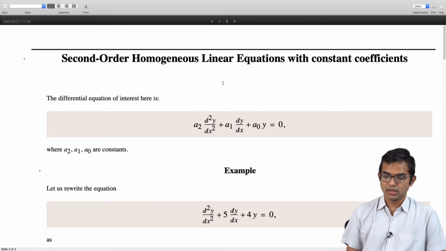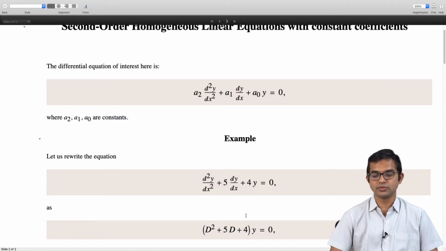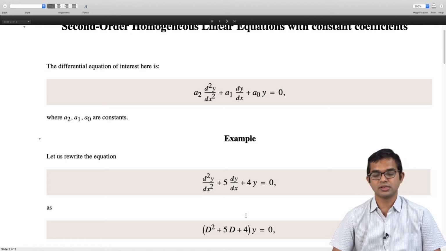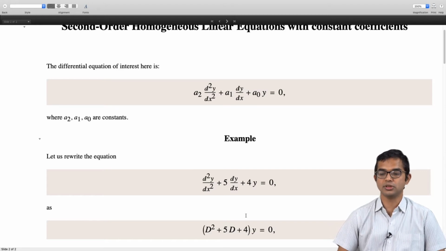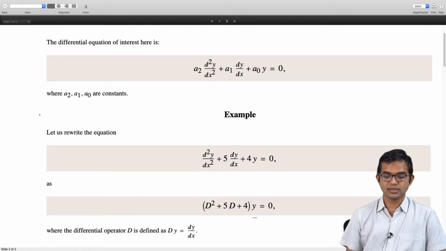So let's look at a specific example. Suppose you have d squared y by dx squared plus 5 dy by dx plus 4y equal to 0. Now it is convenient to think of this in operator language. You think of this as d squared plus 5d plus 4 acting on y equal to 0. So you have some operator which is acting on y and it gives you 0. And what is this operator? It's the differential operator, so it's a linear operator.